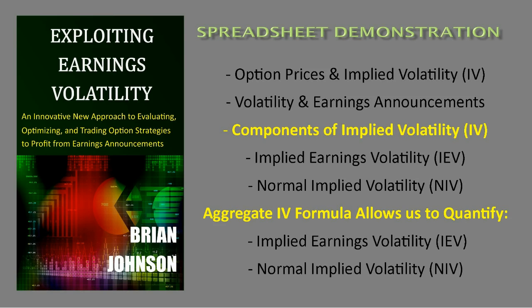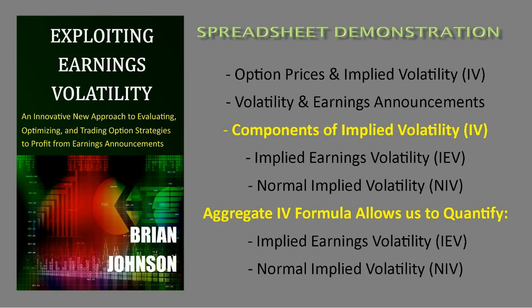So the aggregate implied volatility formula that's introduced in the book allows us to quantify and separate the two components of volatility, implied earnings volatility and the normal level of implied volatility. When we look at the level of implied volatility as we approach earnings, the weighted average of those two components changes because the weights change. In other words, as we move closer and closer to the earnings date, the relative importance of implied earnings volatility increases. As we pass the earnings date, obviously we return to the normal level of implied volatility.